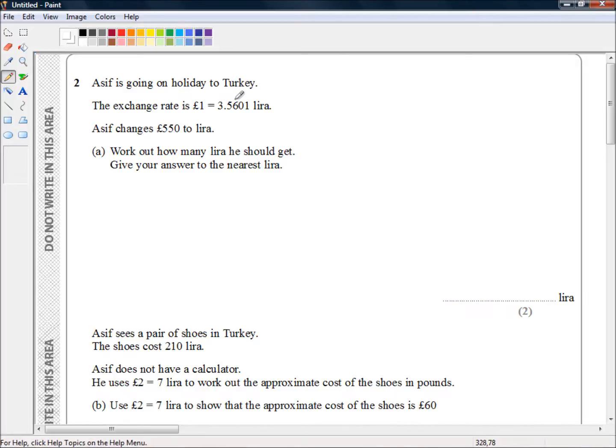Asif is going on holiday to Turkey. The exchange rate is £1 equals 3.5601 lira. Asif changes £550 to lira. Work out how many lira he should get. Give your answer to the nearest lira.